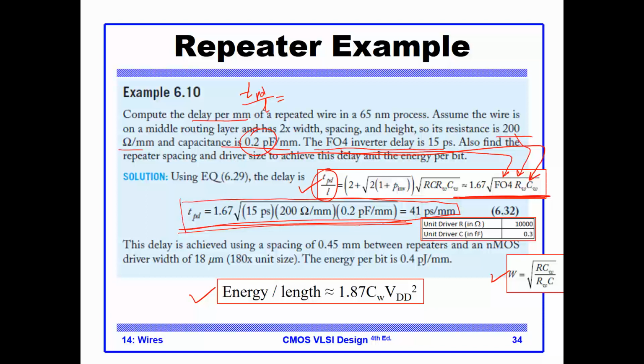Now for the W, we multiply the resistance of the driver times the capacitance of the wire over the resistance of the wire times the capacitance of the driver, and that comes out to be, let's see, 18 microns. And for the energy, we evaluate this formula, and this comes to be about 0.4 picojoule. In fact, I think it comes to 0.37 picojoule per millimeter.